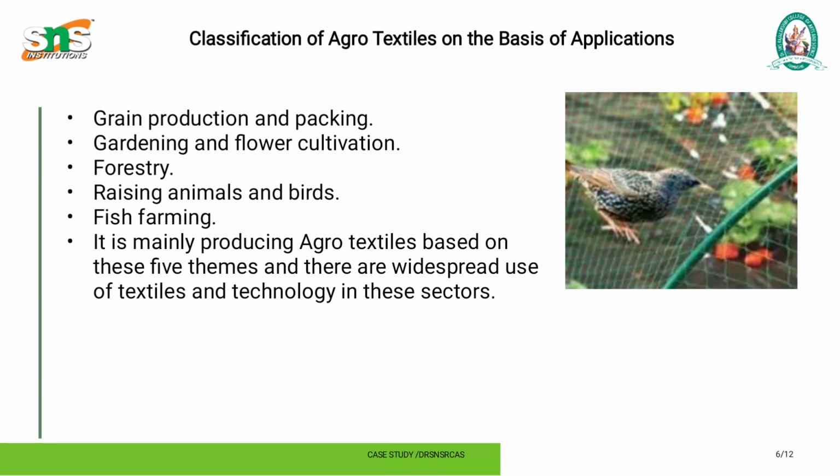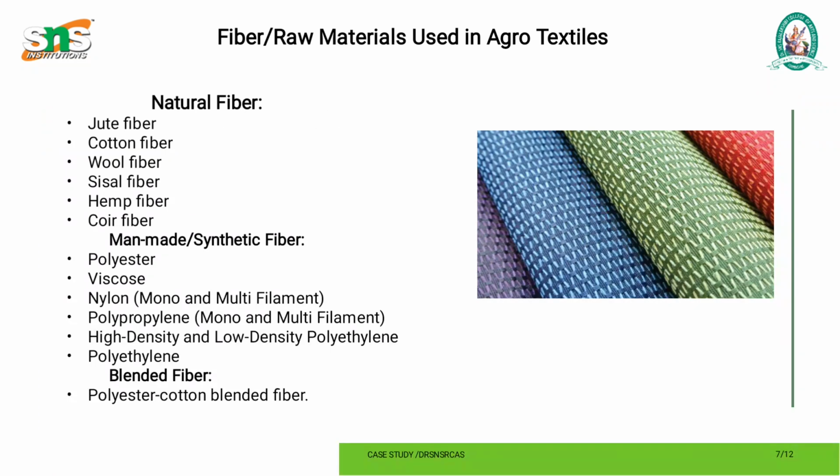Classification of agro textiles on the basis of application: grain production and packaging, gardening and flower cultivation, forestry, raising animals and birds, and fish farming. Agro textiles are mainly produced based on these five themes, and there is widespread use of textile technology in these sectors.